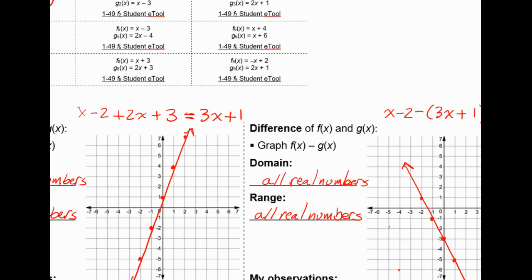For this problem, I've chosen these two functions up here. f(x) = x - 2 and g(x) = 2x + 3. So what we're going to do is do a few things to them. We'll add them, we'll take the difference of them, we'll multiply them, and we'll take the quotient.